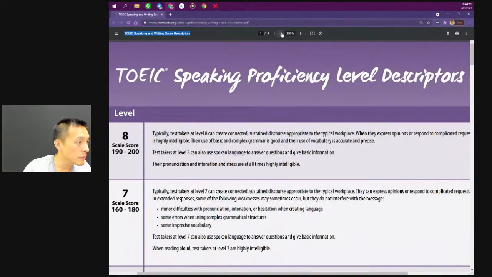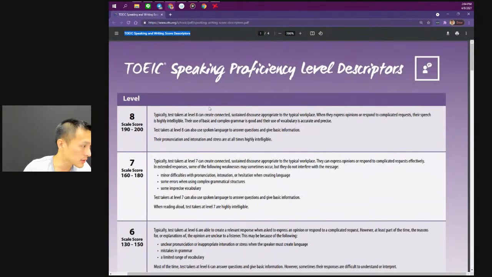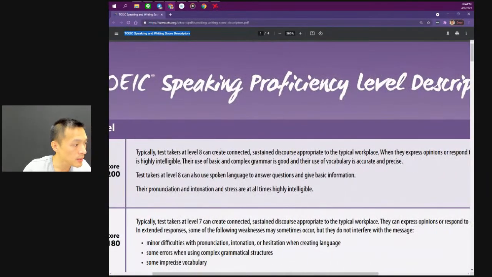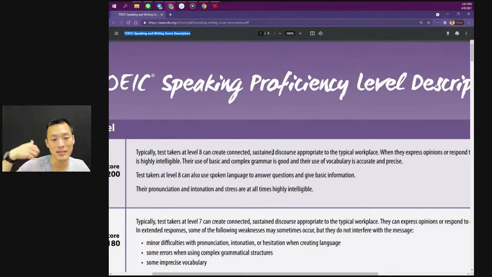Anyway, to get the perfect score in the TOEIC test, first of all, the speaker needs to be able to create. I'm not sure if you can see. It's kind of small on my screen. Let me zoom in a little bit. All right. So test takers need to be able to create connected and sustained discourse appropriate to the typical workplace, right? So this is just a fancy, big-word way of saying you need to have a continued train of thought, right? You have to have a continuous conversation about the same topic, right? That's the small-word way of saying it.